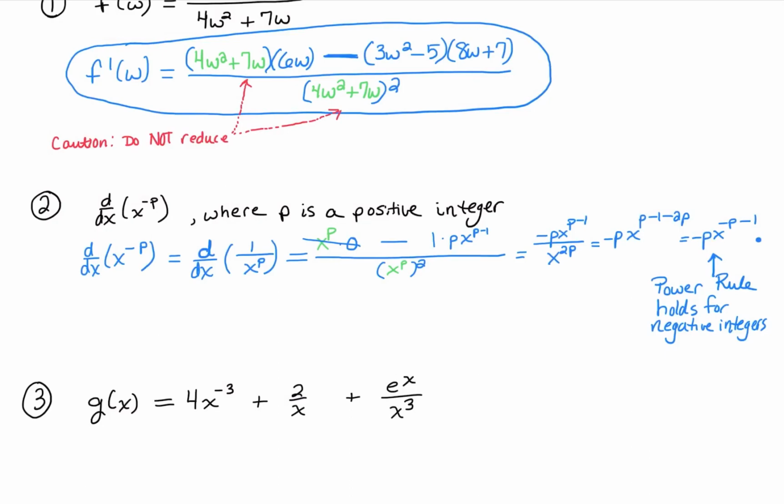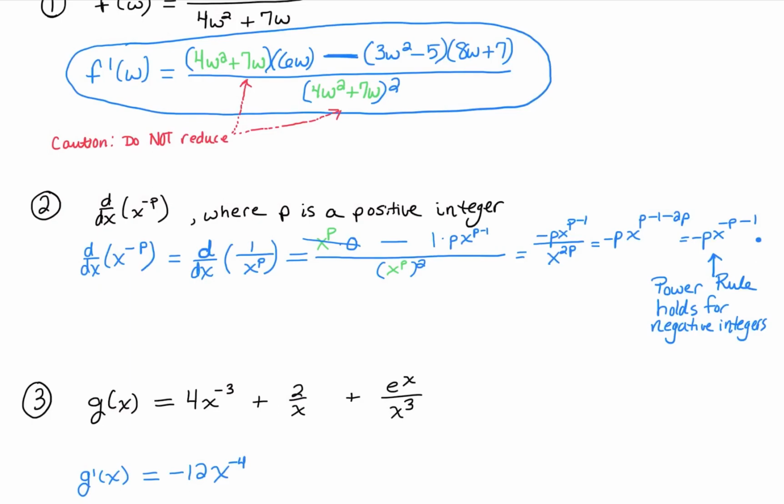So g of x equals 4x to the negative third. Oh, I can now use my power rule. Plus 2 over x plus e to the x over x to the third. So let's take a look at this. G prime is going to equal, so power rule. Bring down the negative 3, that's going to be negative 12. And then just be careful, you're subtracting 1. So negative 3 minus 1 is going to give you negative 4.